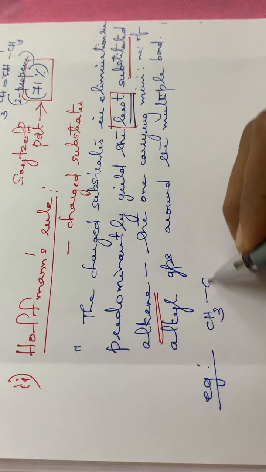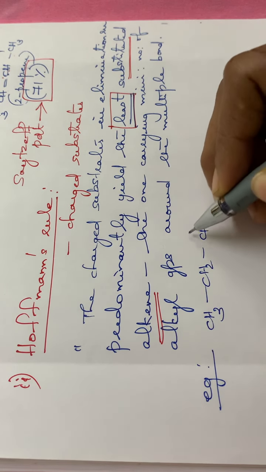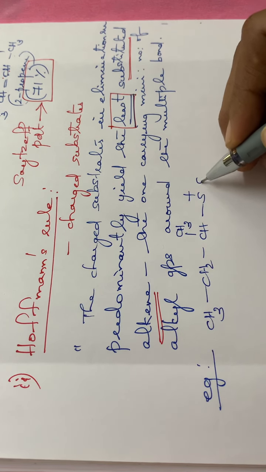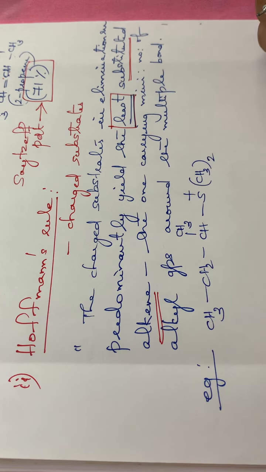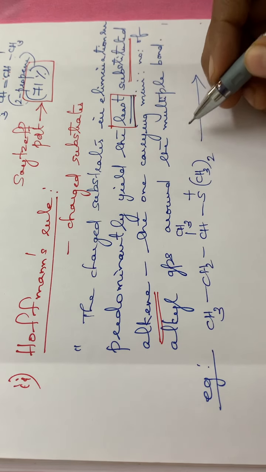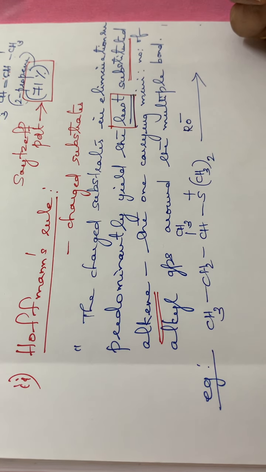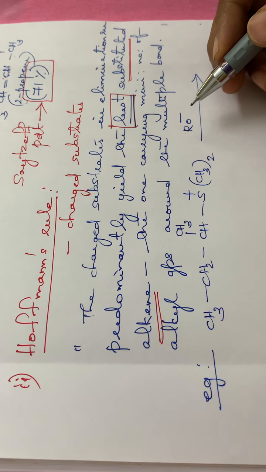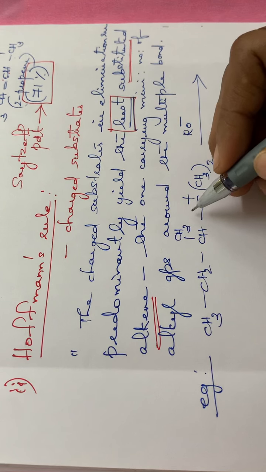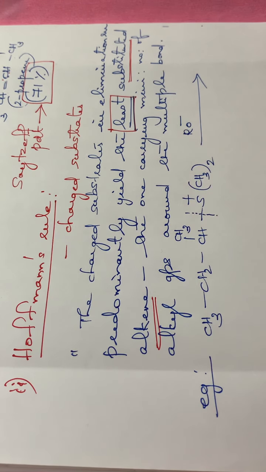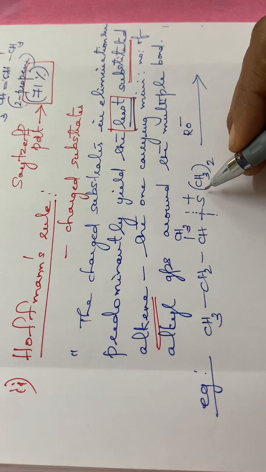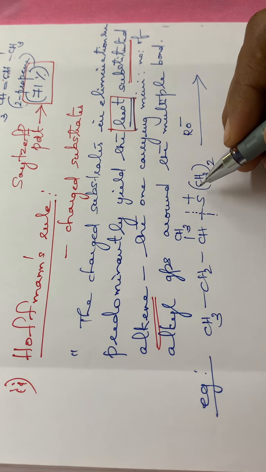CH3, CH2, CH, CH3, then S plus (CH3)2. Okay, in the presence of RO minus, in the presence of an alkoxide. Okay, so here two chances are there, that is, at this position the bond can be broken. Okay, that means (CH3)2S will be eliminated, and also one hydrogen atom.